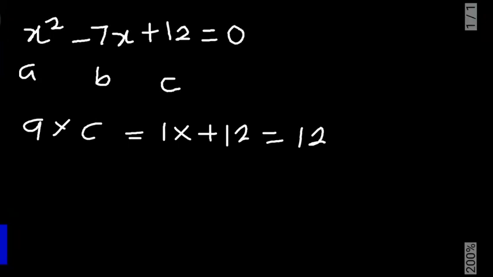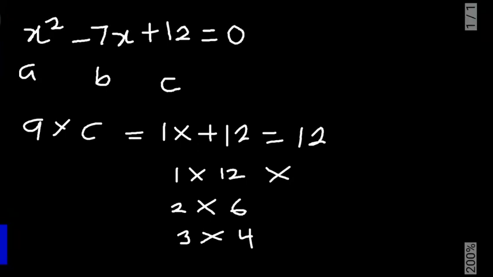So the next thing now is to get the factors of 12. What are the factors of 12? We have 1 multiplied by 12, 2 multiplied by 6, 3 multiplied by 4. Which of these factors, when added or subtracted, will possibly give us minus 7? So this is out. 12 and 1 cannot give us minus 7. 2 and 6 cannot give us minus 7. So we are left with 3 and 4, which can possibly give us minus 7. So we pick this now.